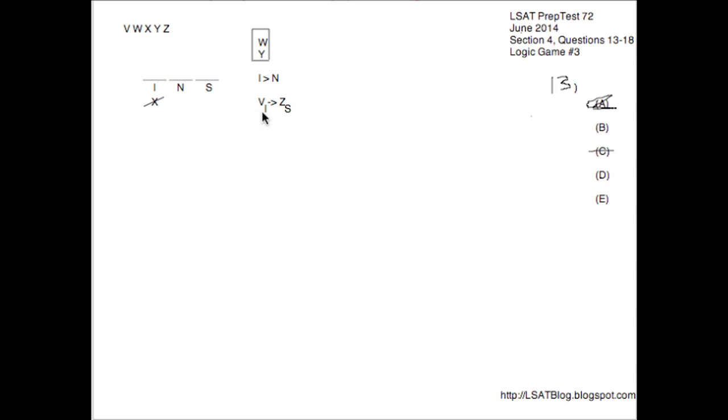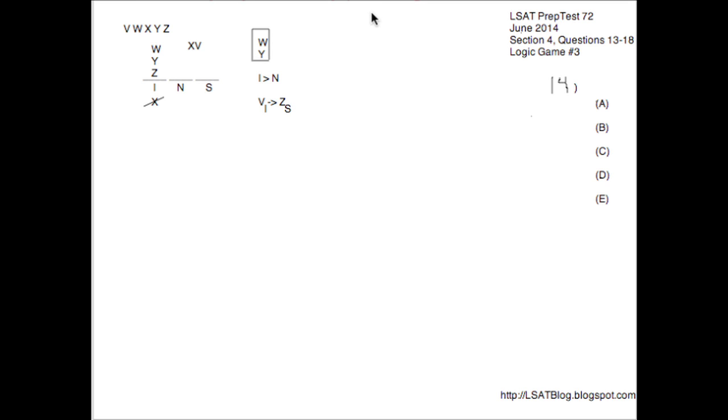Moving on to V I requires Z S. Scanning through there, D violates it because it has V at I and Z at N. So D is gone, E's okay on that. And finally, X does not go to Iceland. E violates that, leaving B as our answer for number 13.